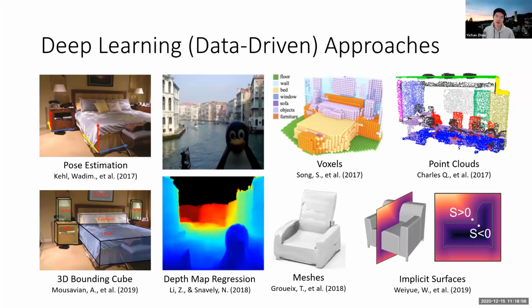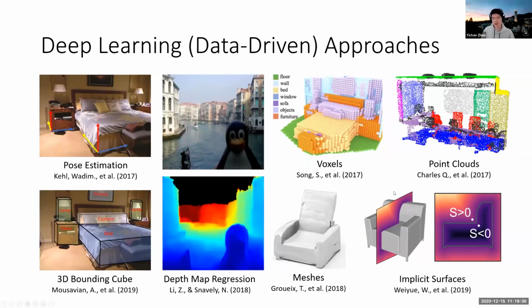Recently, deep learning based approaches have become really popular. From a single image, you can just use a deep neural network to predict a lot of structures. For example, pose estimation. When you do object detection, you can add another branch to predict either the three-axis direction or the bounding box. Using a fully convolutional neural network, you can do single image depth regression, that is, output a depth map.